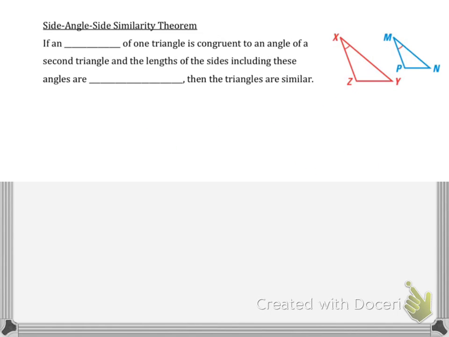Okay, so the side, angle, side similarity theorem says if an angle of one triangle is congruent to an angle of a second triangle, and the lengths of the sides including these angles are proportional. So this is proportional.